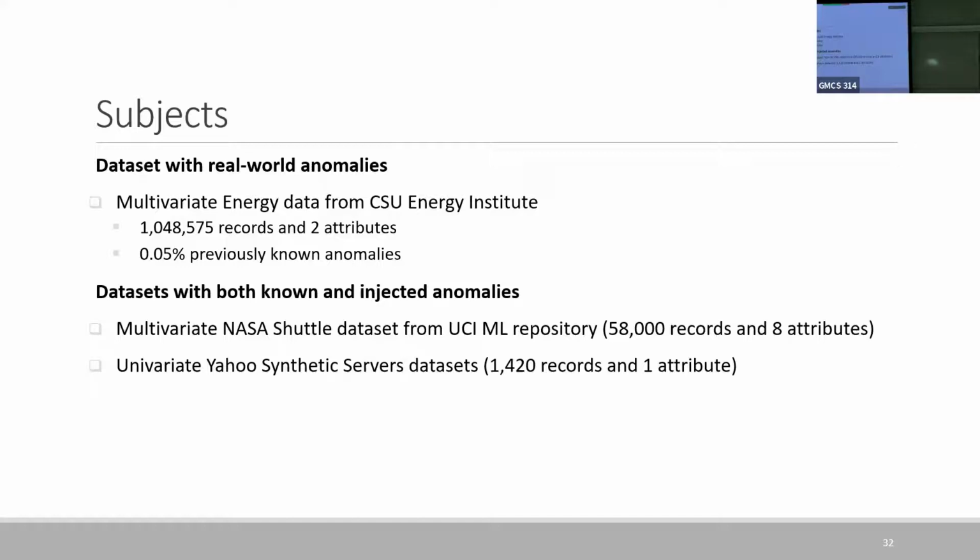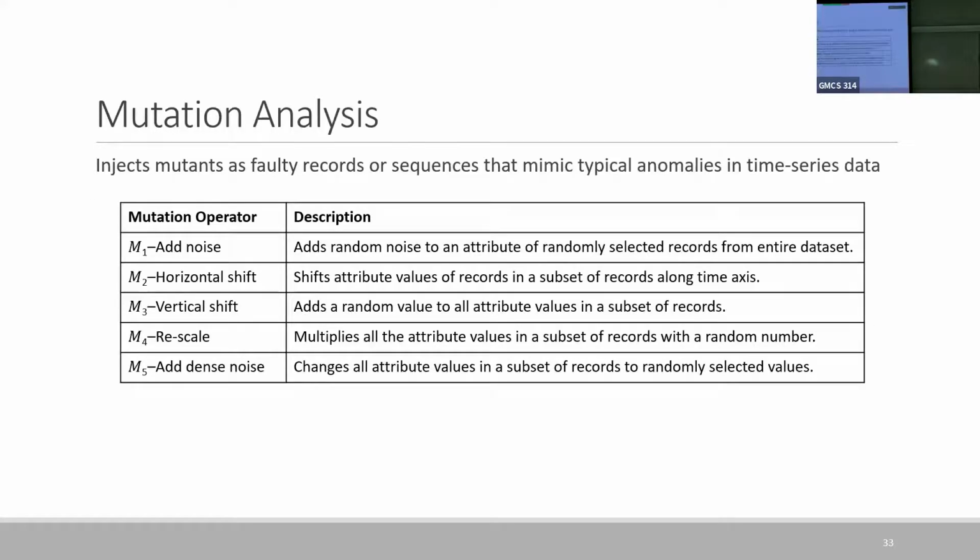We used a NASA shuttle data set from the UCI Machine Learning Repository as well as Yahoo synthetic server data sets, and these are all available online. So for mutation analysis, we injected different types of faults into the data. We defined different operators for injecting faults. These are basically ideas from software testing.